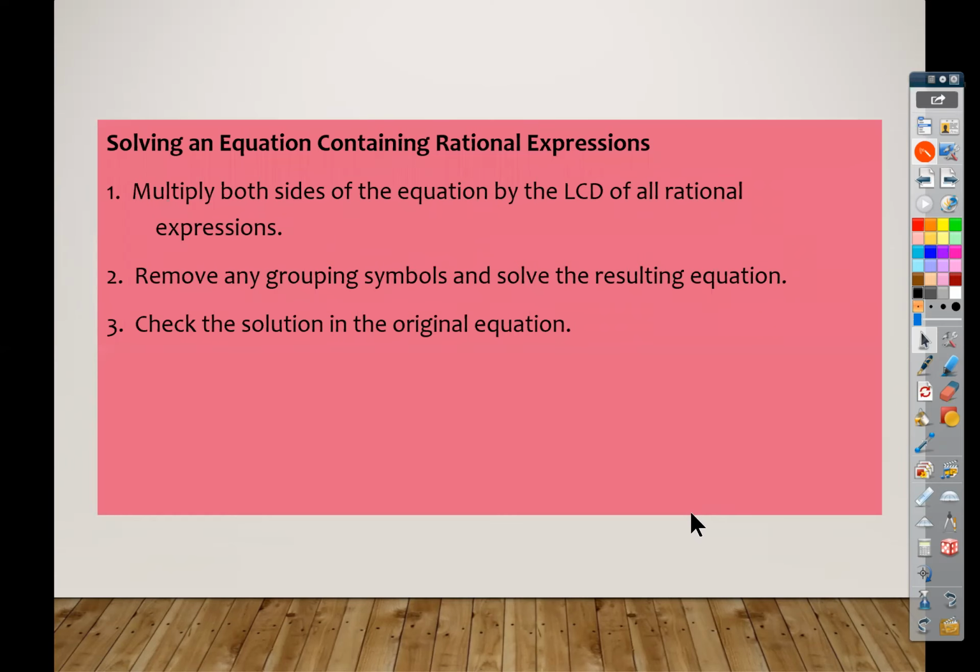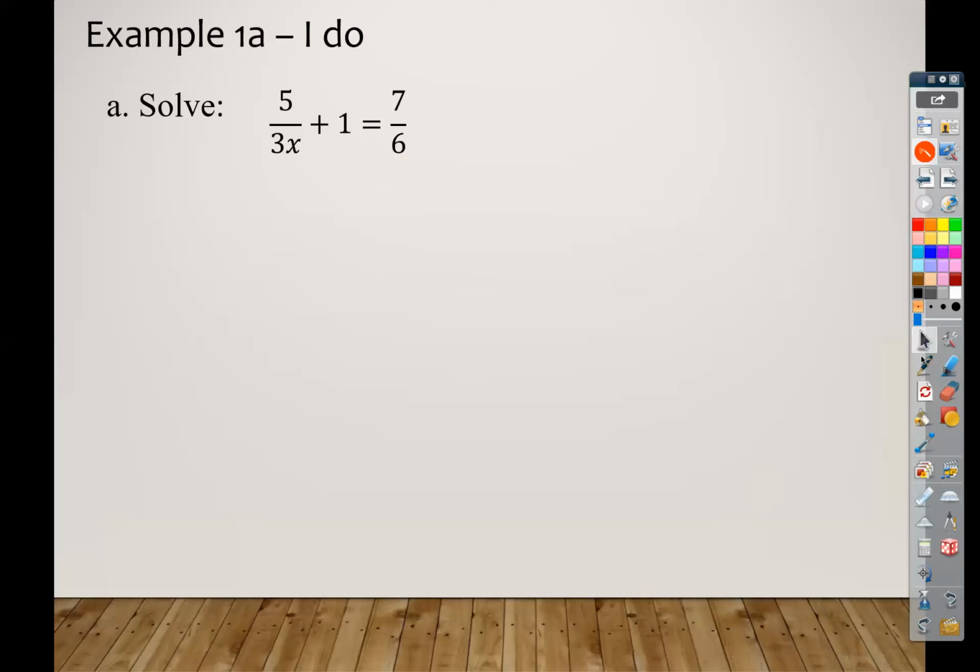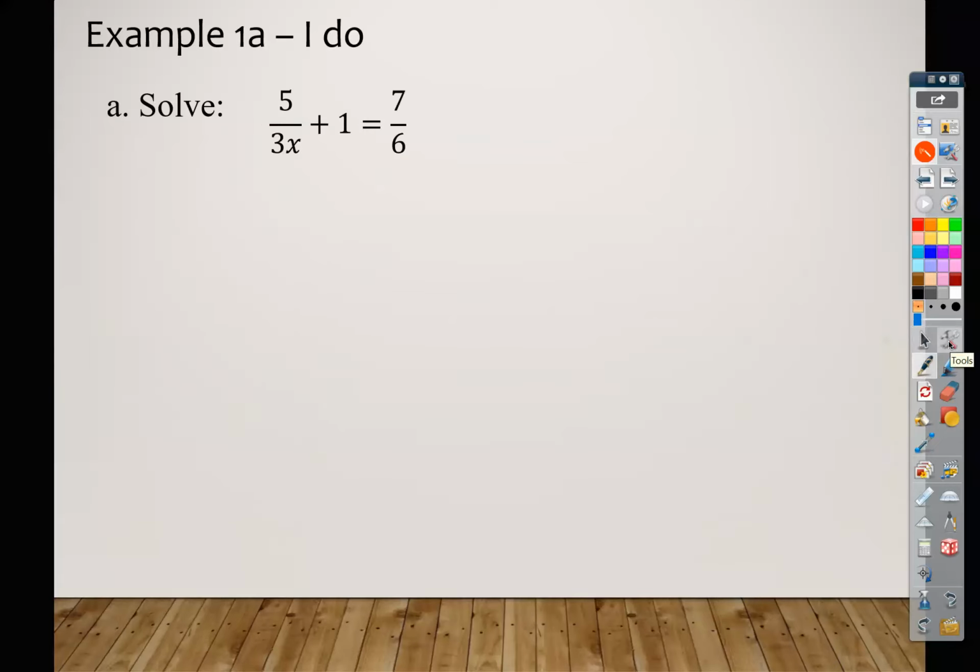Solve an equation containing rational expressions. Again, multiply both sides of the equation by the least common denominator of all rational expressions, remove any grouping symbols and solve the resulting equation and then check it. All right, so in this equation, we have 3x and 6 in the denominator. What would be the least common denominator? We need a 6 and an x, because 6 is the least common denominator of 3 and 6. And then we also have the x.